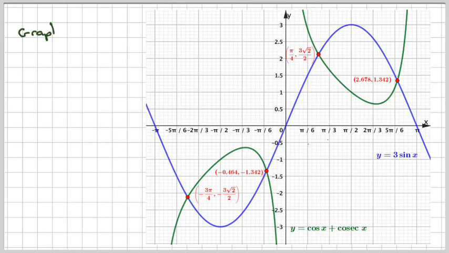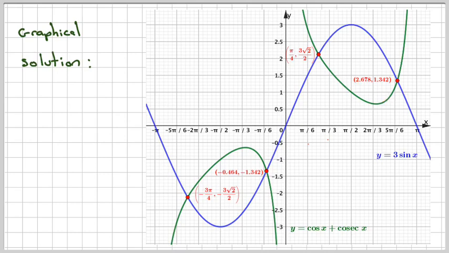But let's have a look. So this is the graph of cos x plus cosec x, the green one here. Okay, and the blue graph is the graph of y is equal to 3 sin x, and then you've got your three solutions here. You just take the x coordinate of each point.